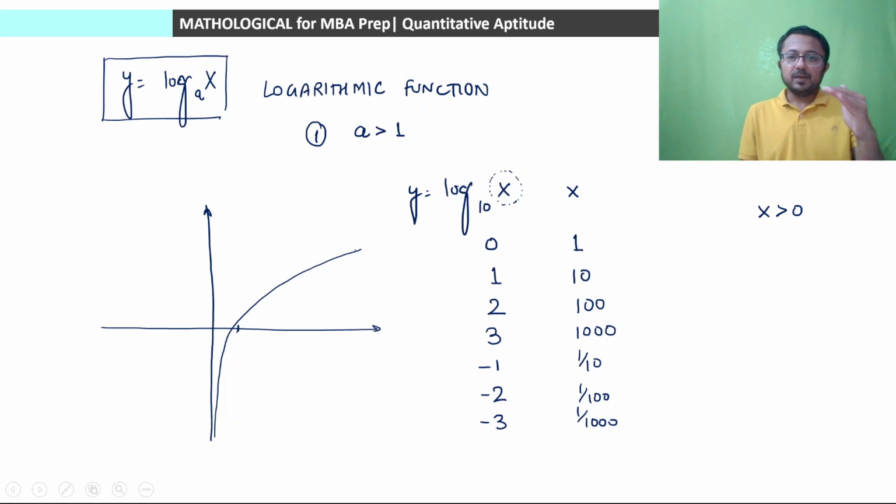But as the value of x is increasing, the rise in value of y is very slow. From 1 to 10, there is a rise of only 1 unit in y. From 10 to 100, only a rise of 1 unit. From 100 to 1000, only a rise of 1 unit.